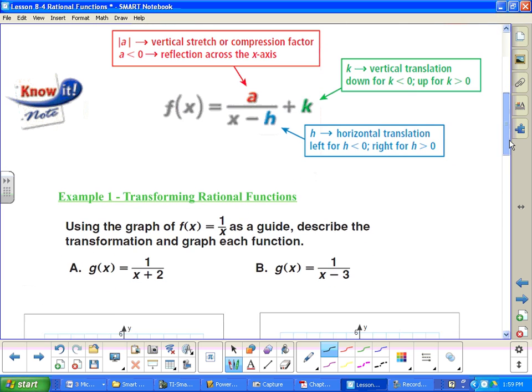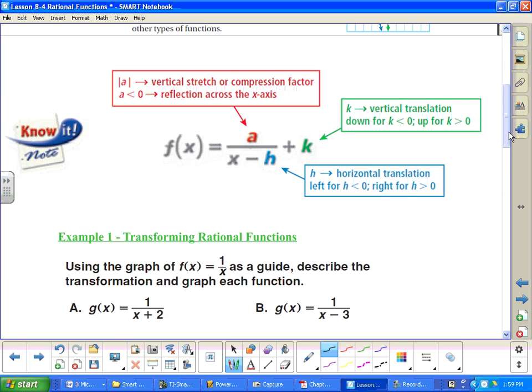The value of h is a horizontal translation. So that tells us how much it's moved to the left or how much it's moved to the right. If h is a positive number, like it appears here because it says minus h, then it moves to the right. If it was to say x plus some number here, then it would be moved to the left. The value of k is a vertical translation, which tells us how much is moved up or down.